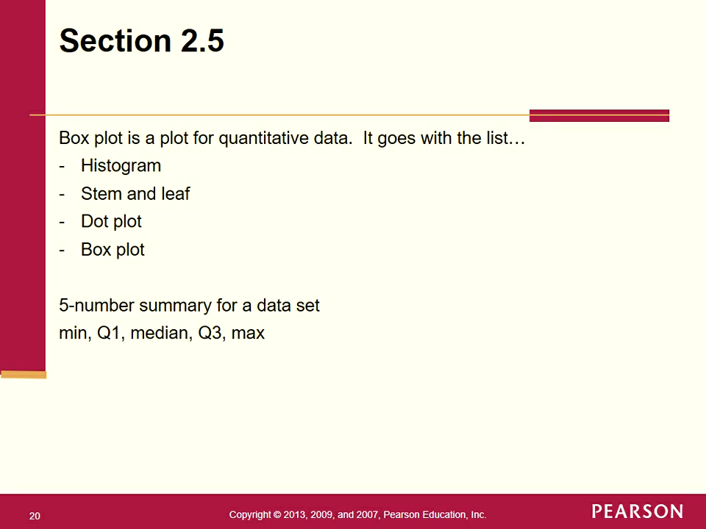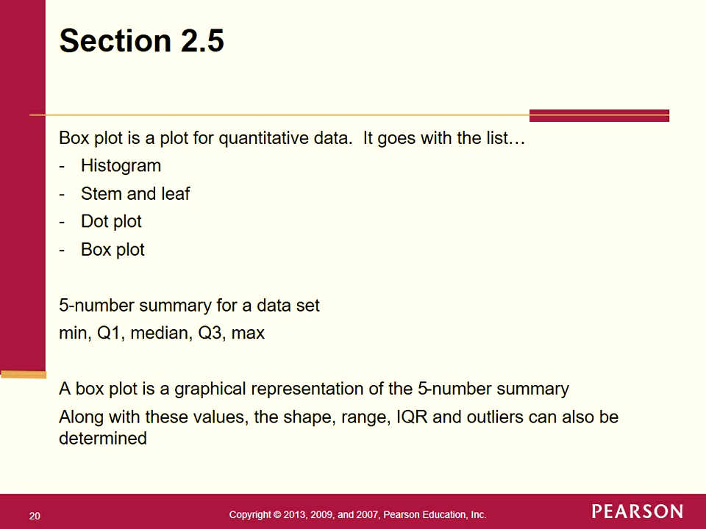So what does this have to do with the box plot? Well, the box plot is a graphical representation of the 5-number summary. So quickly, the box plot tells you those 5 things. But besides that, the box plot can also tell you outliers. It can tell you the range. It can tell you the IQR. It can even tell you the shape if you get good at reading box plots. So it tells you quite a bit very quickly.